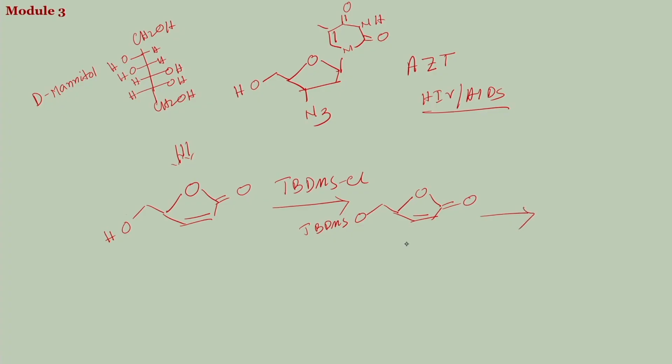Now, you have to bring in some functional group here, or you have to bring in your nucleobase in this position. So, they have first attached it with the nucleobase here. If you want to attach the nucleobase, the first thing you have to do is to reduce this into the alcohol, into the OH.